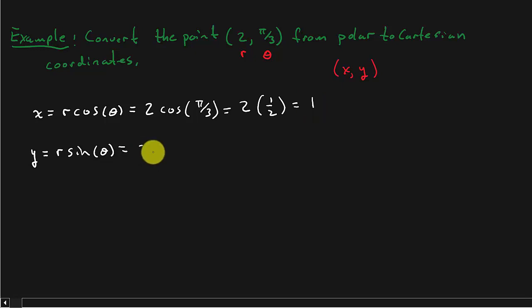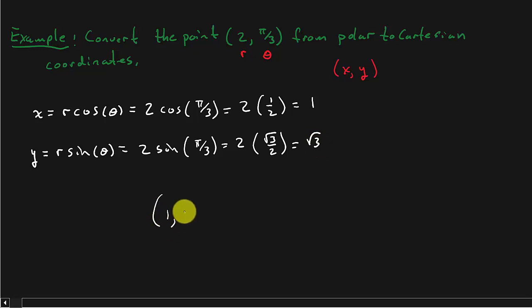And then for y, we get 2 times sine of pi over 3, which is equal to 2 times the square root of 3 over 2, and so we get the square root of 3. So our Cartesian coordinate is 1, square root of 3.